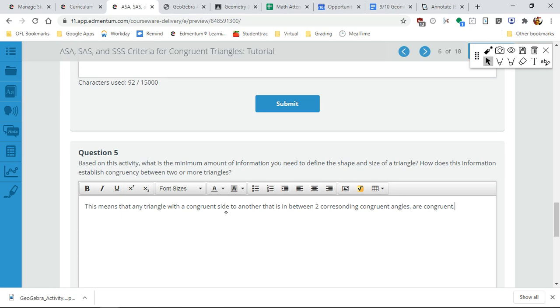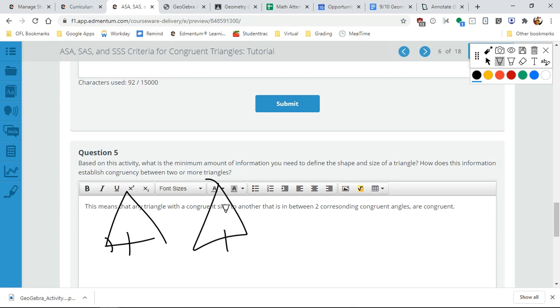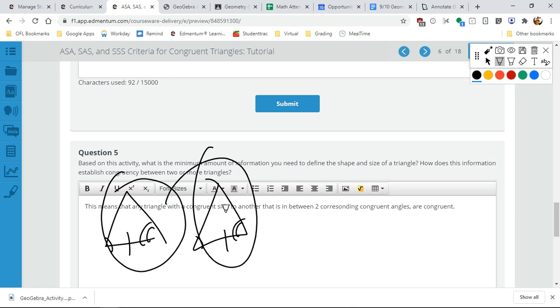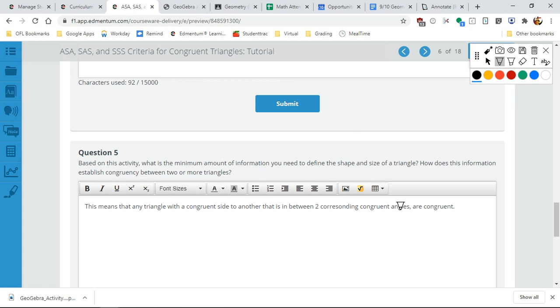Let me break it down so you can say it in your own words more easily. If we have a side that's congruent to another side in another triangle, that is inside two angles that are also congruent, then this triangle has to be congruent to that triangle. That's basically what I'm saying. You can say it in your own words, but you should know these words. Congruent means same size and shape.